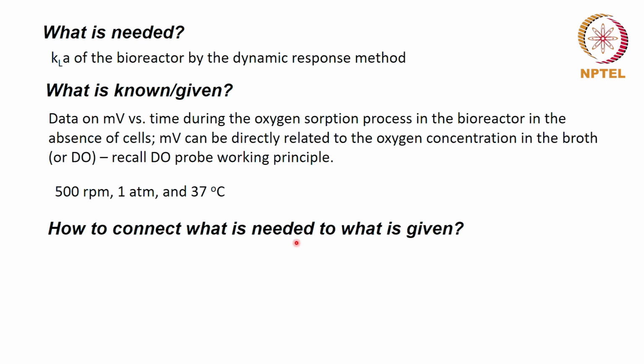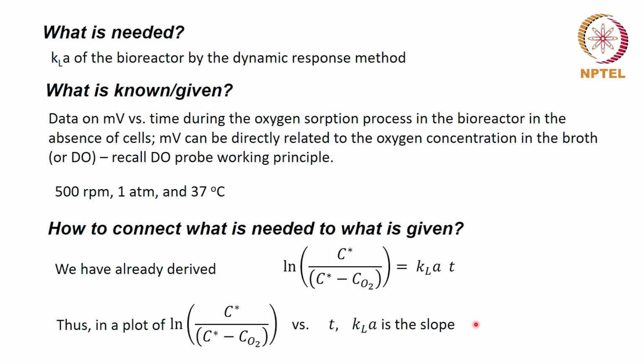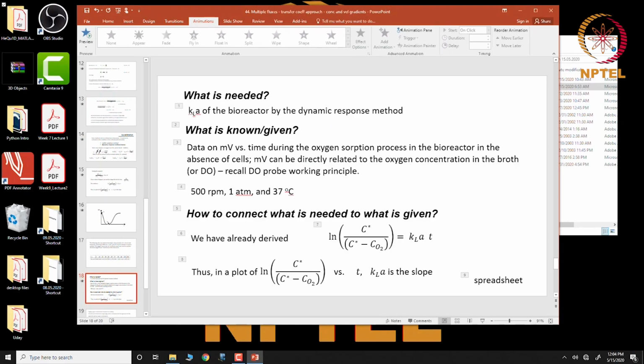And how to connect what is needed to what is given. How do you connect? We have already derived that ln of C star divided by C star minus CO versus time will give KLa as a slope. So this is the connection between the two. Okay. So let us see how to do that. I've already done that in a spreadsheet, and so let me go to that directly.